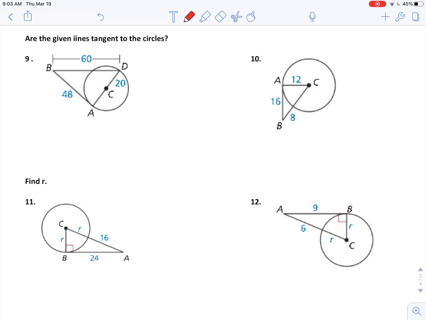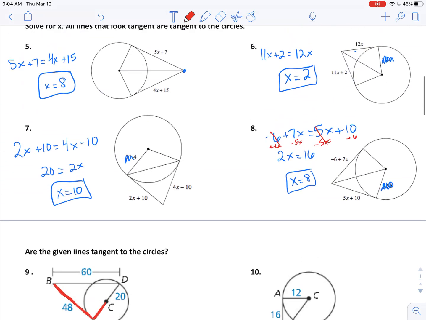Okay. Now, we've got to think about, again, what relationship does a tangent line have to a radius at that point of tangency A? Here we can see the same thing. Got a radius and a tangent line. And then what relationship, what angle is here?